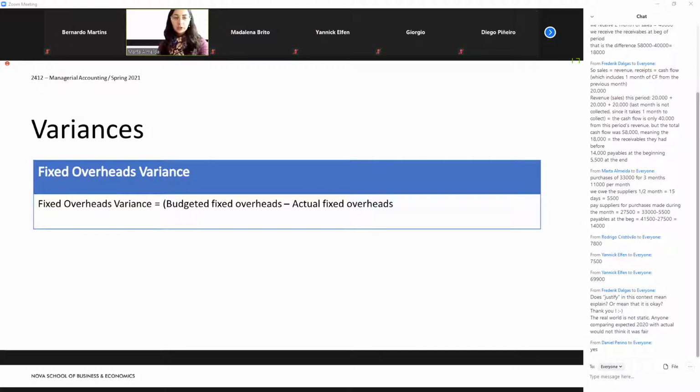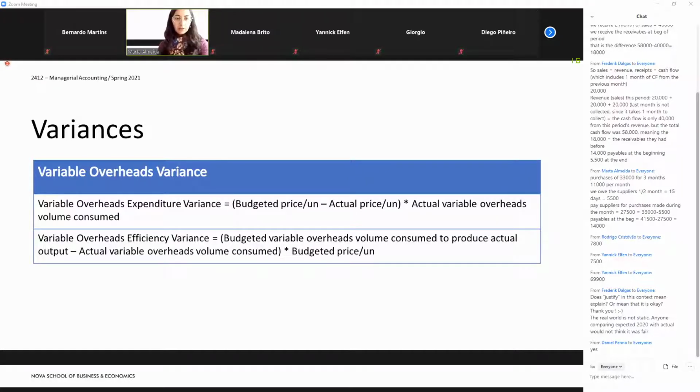Then we have the fixed overheads. The fixed overheads variance is just the budgeted fixed overheads minus the actual fixed overheads. And here we have the variable overheads. The first one, expenditure variance, is the same as price variance: budgeted price per unit minus actual price per unit multiplied by the actual quantity. And the efficiency variance is the budgeted volume to produce actual output, so from the flexible budget, minus the actual volume times the budgeted price per unit.